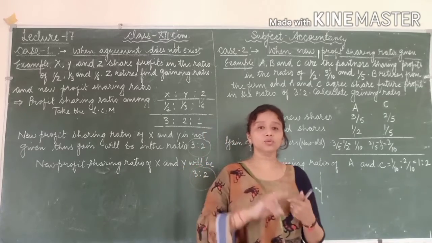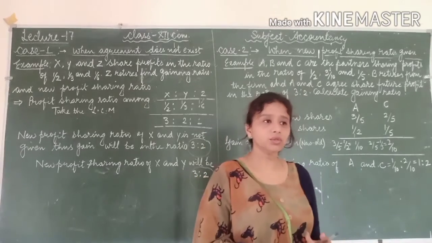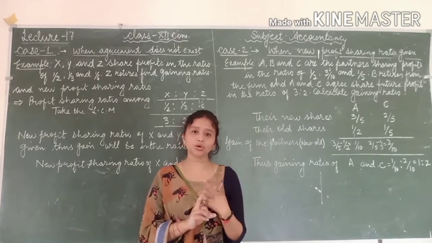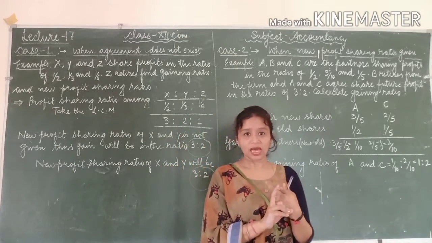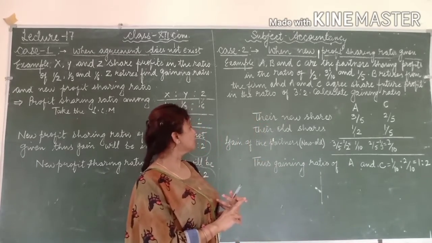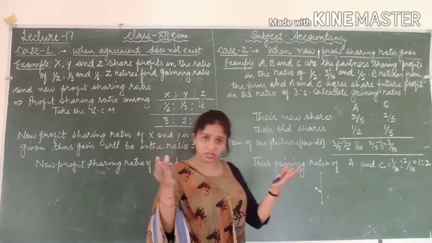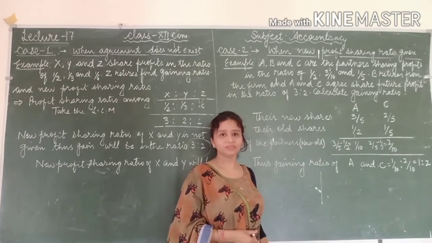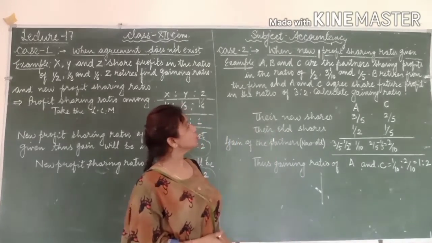When you have the new profit sharing ratio given to you, then there are two ratios with you: the old ratio and the new ratio. And how will you calculate? What is the formula? You have just studied it. That is the new share minus the old. So what does the example say to you?